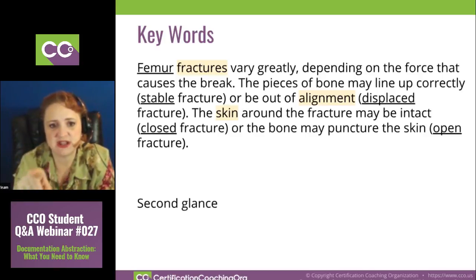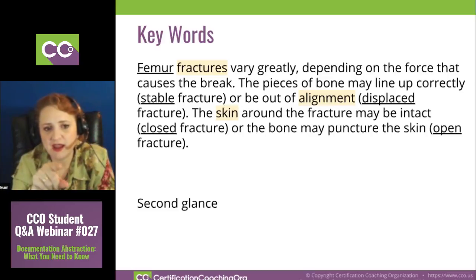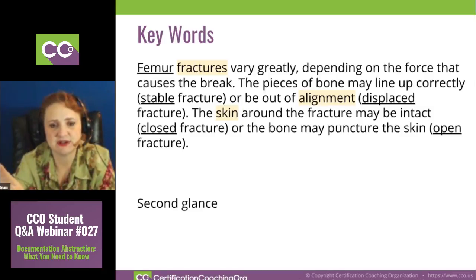So we got fractures, alignment, and skin. So now I need to know what type of fractures. Femur, and there's a difference because it's in parentheticals: stable, displaced, closed, and open. Now, why didn't I underline fracture again? Because I know they're all about fractures. We're not talking about anything that's not a fracture. So your brain doesn't have to look at it and say, now it's going to say femur, stable, displaced, closed, and open. That's what I need to know.